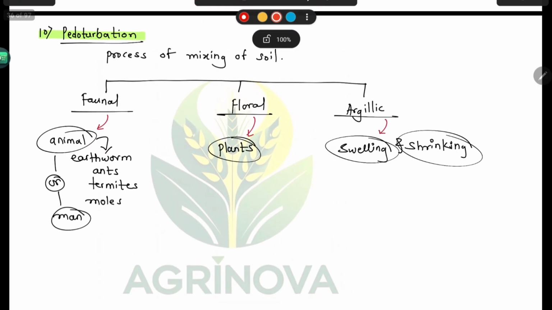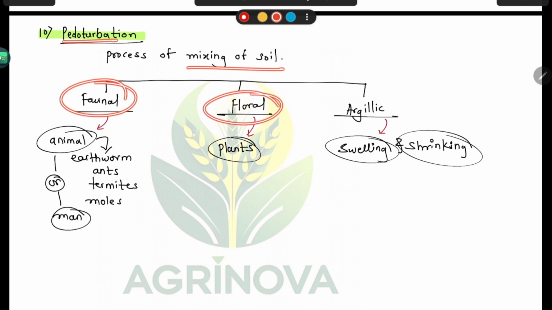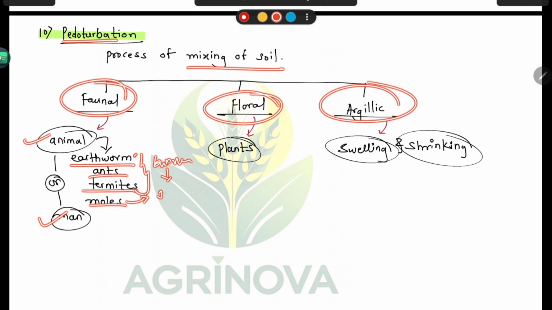So next, what do we mean by pedoturbation? So pedoturbation means basically the mixing of soil, something related to mixing. So it can be caused through faunal, floral or argillic agents. So faunal means basically through animals or man, animals like earthworms and termites, moles through the process of burrowing, or we know moles dig holes in the ground. Okay, man through agricultural practices.